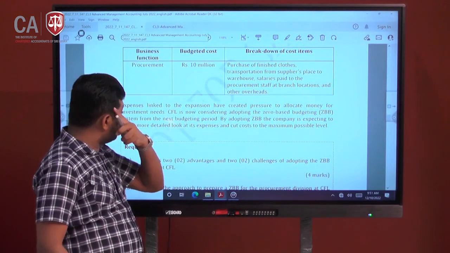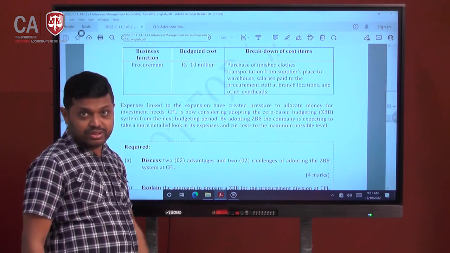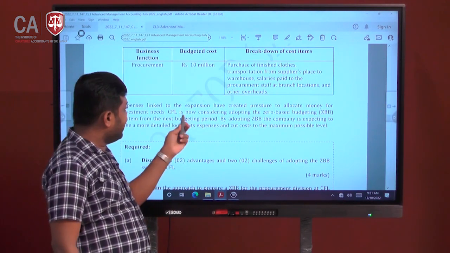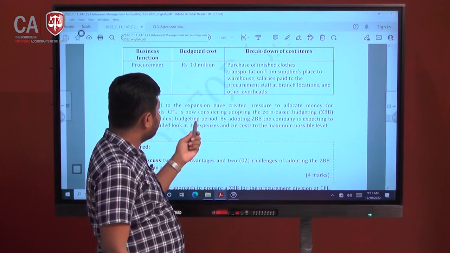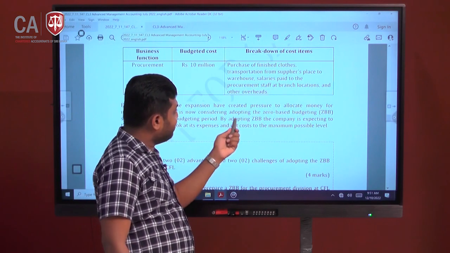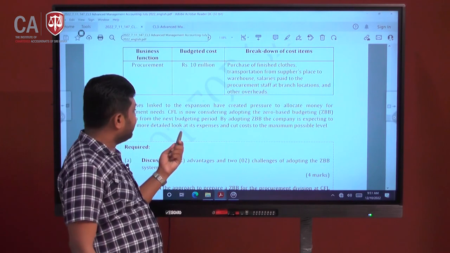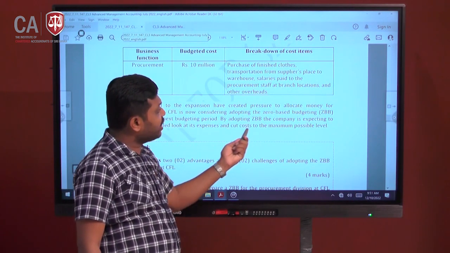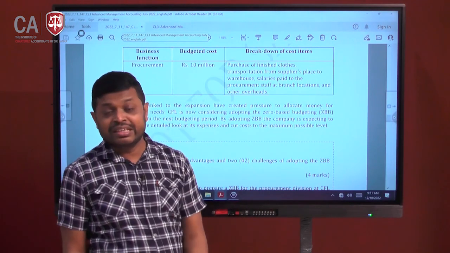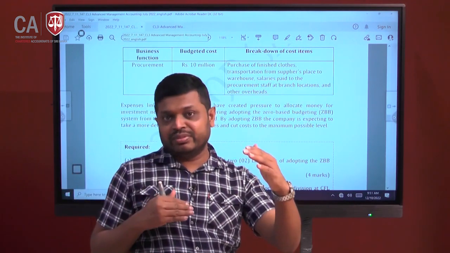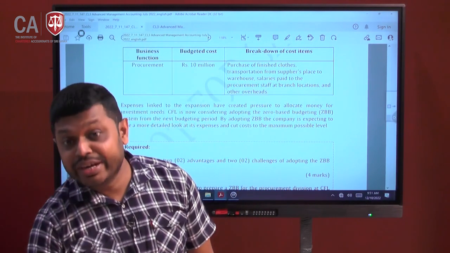Expenses linked to the expansion have created pressure to allocate money for investment needs. Okay. CFL is now considering adopting the zero-based budgeting system from the next budgeting period. By adopting ZBB, the company is expecting to take a more detailed look at its expenses and cut cost to the maximum possible level. And even though they have been allocated 10 million, now they have to decide how they are going to reduce the cost.